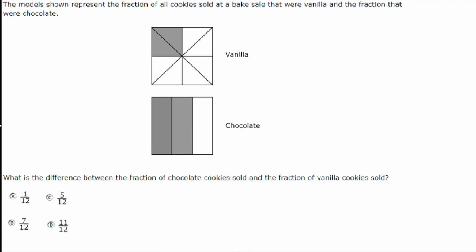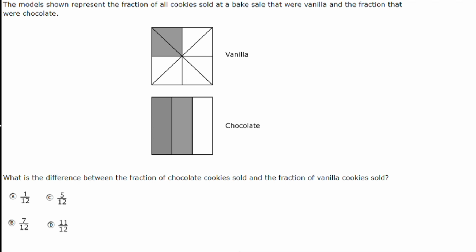All right, guys, let's move on to question number 3. Question number 3 says, the models shown represent the fraction of all cookies sold at a bake sale that were vanilla and the fraction that were chocolate. So you have a vanilla portion, it's represented by a square. We have some triangles within that square, and then we have a partially shaded square that also represents the chocolate. What is the difference between the fraction of chocolate cookies sold and the fraction of vanilla cookies sold?